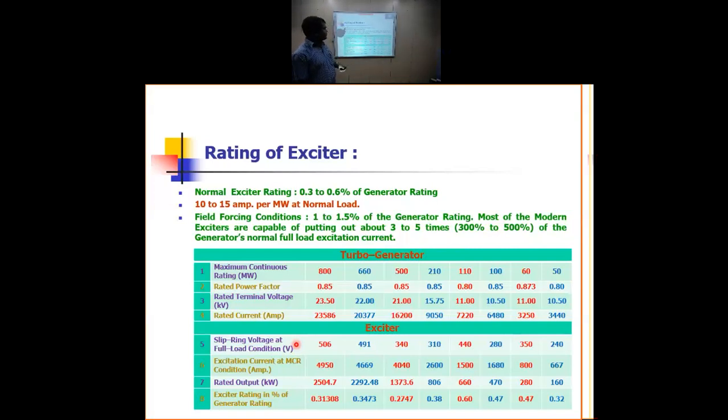So here in this slide you will get much information about the rating of the exciter, and all these data are collected by visiting different power stations practically, not taken from the internet or anywhere else. So that's why I am repeatedly telling that this slide is very important, because all the data shown here are collected by physically visiting the power station, not from anywhere else.